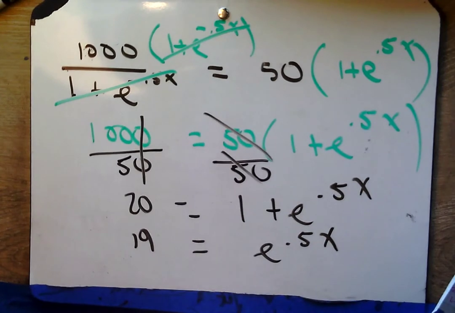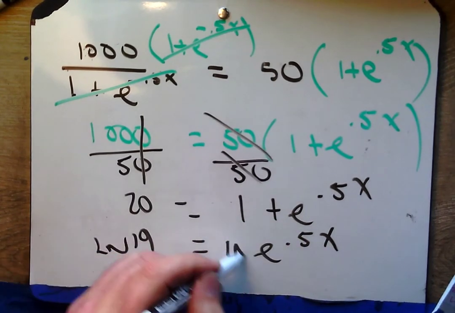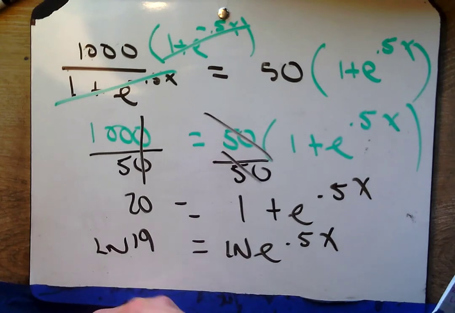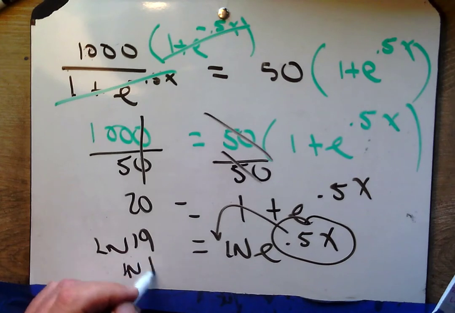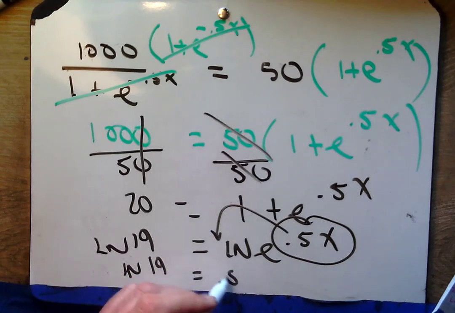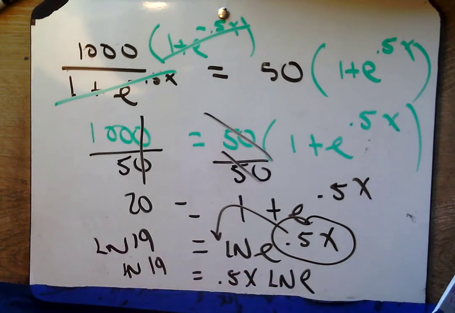now what? Well, I got to get this down, and that's only going to happen in the presence of a log. So this comes down here. ln of 19 equals 0.5x ln of e. The ln of e is equal to 1. So 1 times 0.5x. 0.5, by the way, is 1/2.